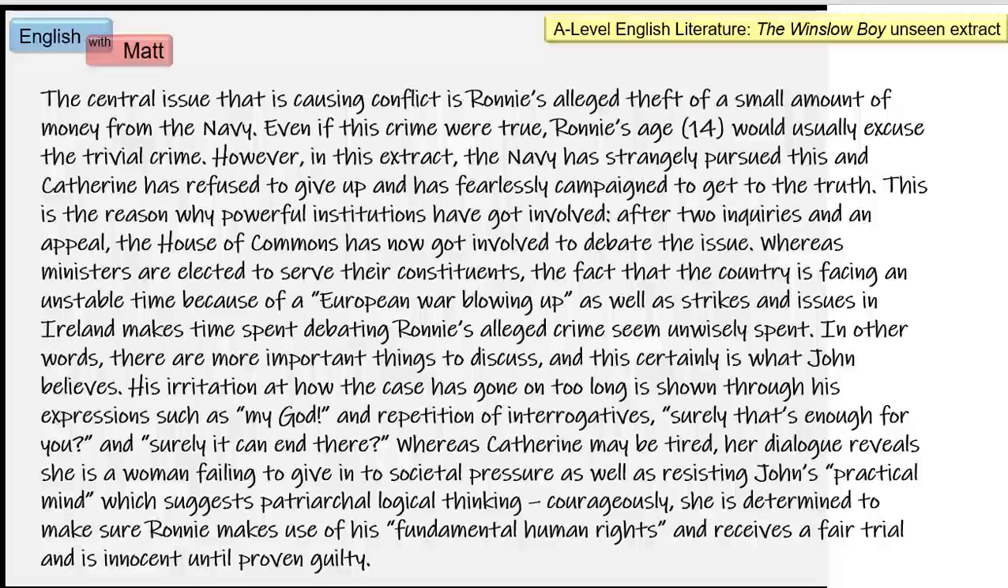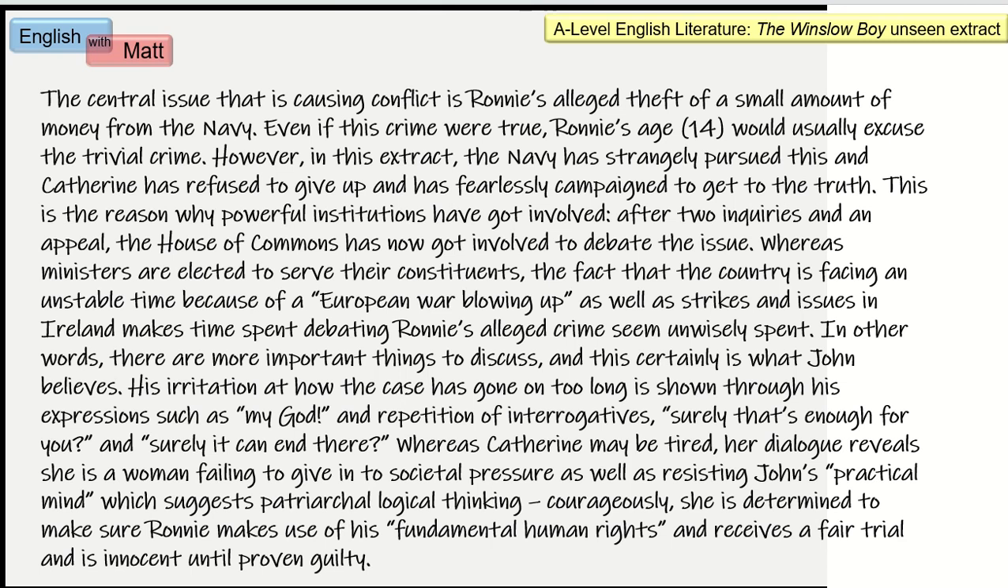The central issue that is causing conflict is Ronnie's alleged theft of a small amount of money from the navy. Even if this crime were true, Ronnie's age, 14, would usually excuse the trivial crime. However, in this extract, the navy has strangely pursued this, and Catherine has refused to give up and has fiercely campaigned to get to the truth. This is the reason why powerful institutions have got involved. After 2 inquiries and an appeal, the House of Commons has now got involved to debate the issue.